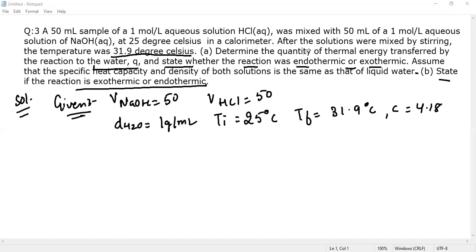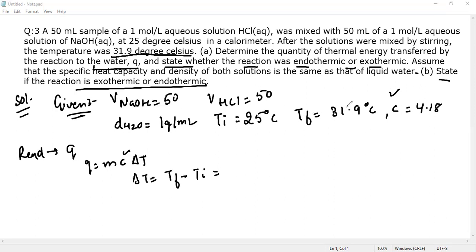Now, what is required here? Determine the quantity of thermal energy transferred. So basically, we have to find the Q. Now, you already know we are going to use the formula Q is equal to mc delta T. So C is already here. And then what about delta T? Let's go ahead and find delta T. So TF minus TI, this you already know. I have TF, 31.9, and I have TI here, which is 25. So 31.9 minus 25 should give you 6.9 degrees Celsius.